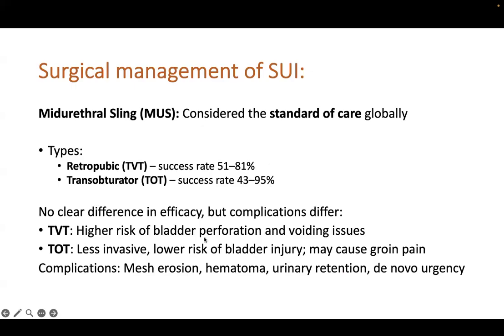In TVT, the main complications are bladder perforation and voiding problems, and TOT is less invasive, with lower risk of bladder injury, however, it may cause groin pain. So as a whole, the complications are mainly mesh erosion, hematoma, urinary retention, and de novo urgency. This part of information is required for part 2.